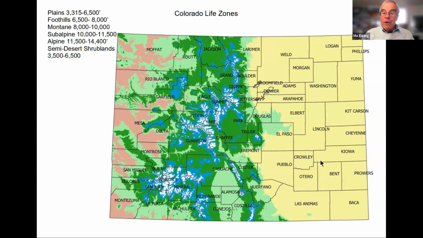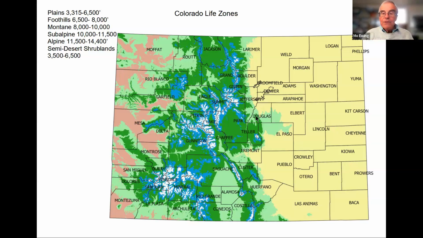And so we have a lot of different life zones. We've got the plains, which are out here, which are basically up to 6,000 feet. And on the west slope, we have semi-desert shrublands, which is the same altitude but a very different flora, because the moisture regime is really different primarily. Moisture comes at a different time of year.